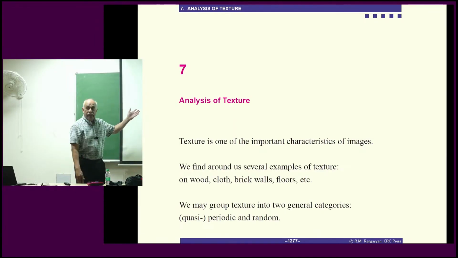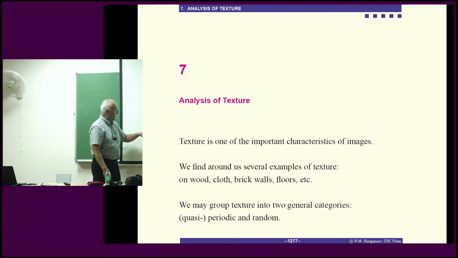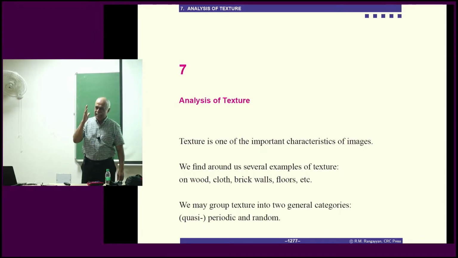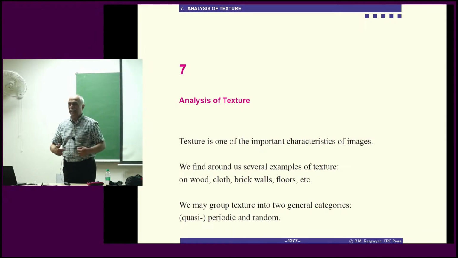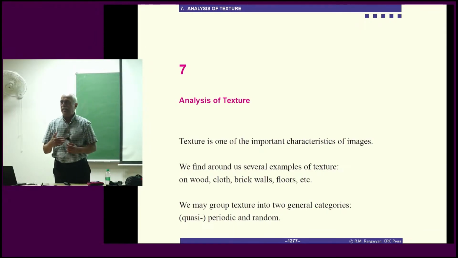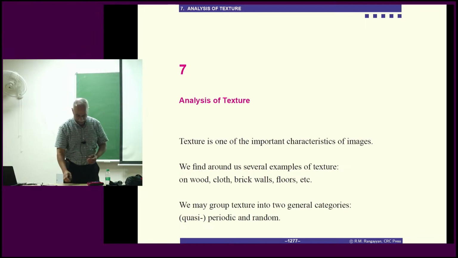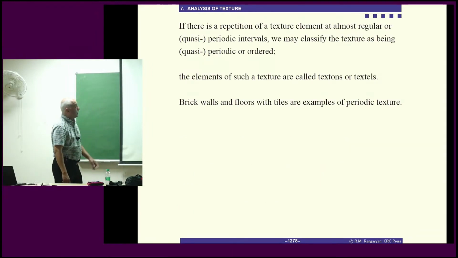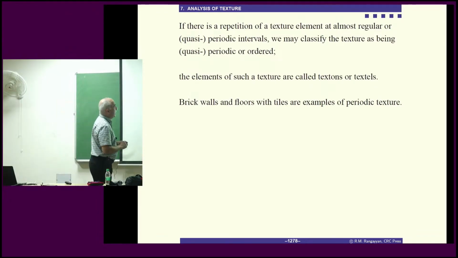So there are various types of texture, and you may categorize them as periodic and random. Periodic could be quasi-periodic, not exactly periodic. This is periodic, but you don't find such periodicity in a biological being. So if there is repetition of a texture element at almost regular periodic intervals, then you call it periodic or ordered. Ordered texture is another name. And the elements of such a texture are called textons, like these are textons.